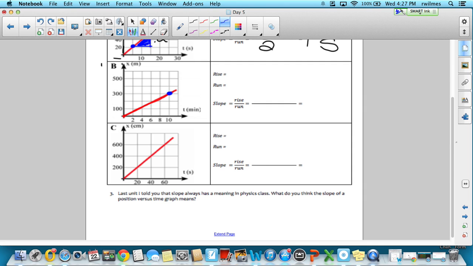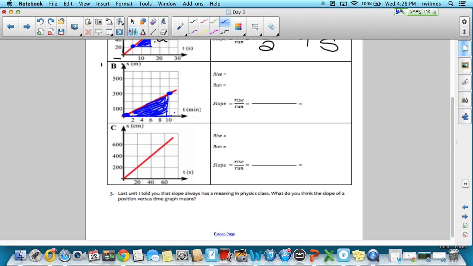So I'm going to put a dot there. The only one that I see is this in the corner. You could always use this if it's at 0, 0. That one. All right? So that's my box. I'm going to draw my triangle. I'm going to shade it in. And I'm going to count my rise over run boxes.